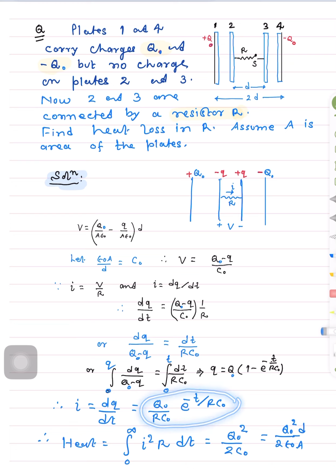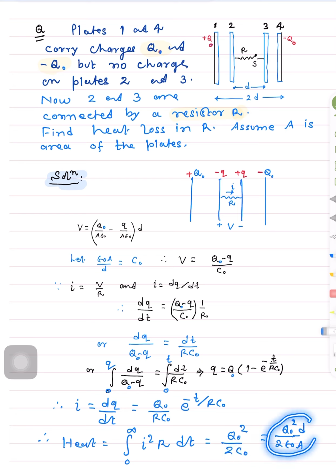So we have obtained the expression of current as a function of time, and heat can now be easily obtained by using this relation. I squared R will be instantaneous power, and in time dt this much heat will be dissipated. So we can integrate it from 0 to infinity. Why up to infinity? Because at infinity current will become 0. You place infinity here, it will be 0, right? And if you integrate it, we will get this expression. This is not difficult to integrate. I am omitting that step. And C naught can be replaced as epsilon naught A by d.